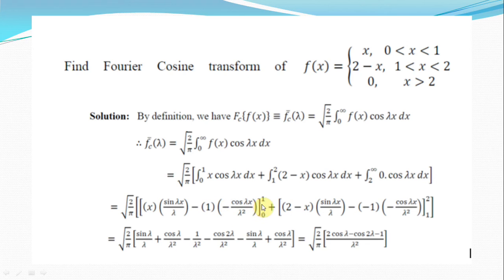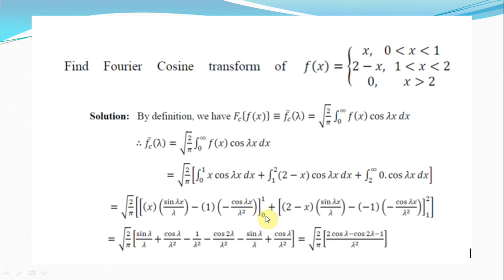Now take x equal to 1. When x is equal to 1, it will be 1 into sin lambda into 1, that is equal to sin lambda divided by lambda. Now it is actually positive sign, plus cos lambda into 1. Cos lambda into 1 becomes cos lambda divided by lambda square. That means we have replaced the upper limit in the term.